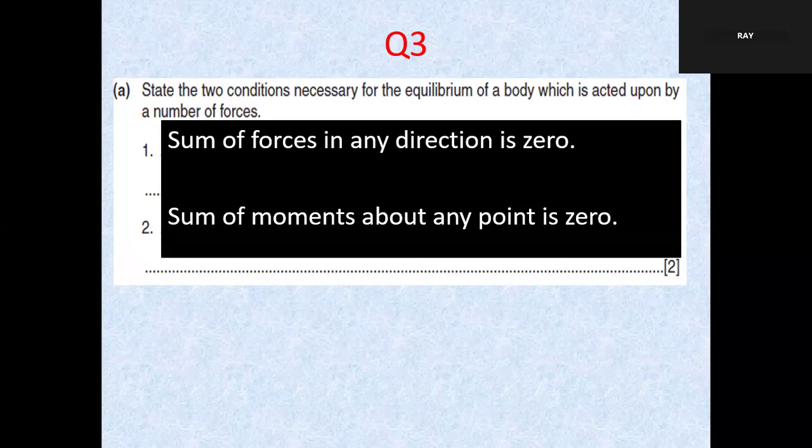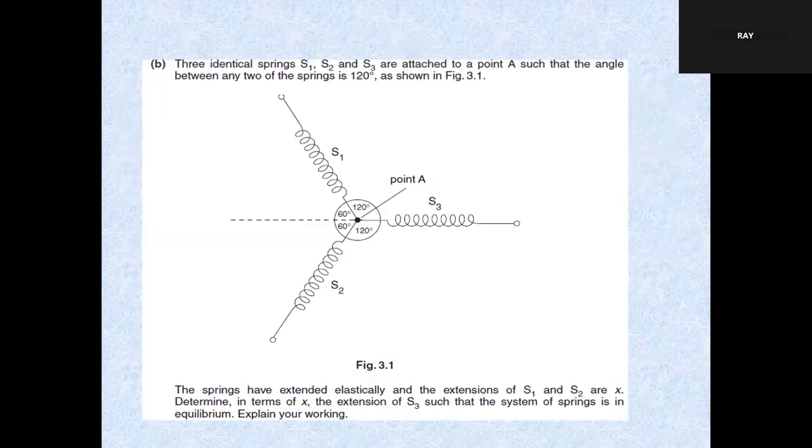Wait, teacher, can I say no resultant torque? Better say moment. Torque is only reserved for couple. Sometimes you don't have a couple. So it's better to say the sum of moments about any point is zero, or no resultant moment about any point. Okay? Right.